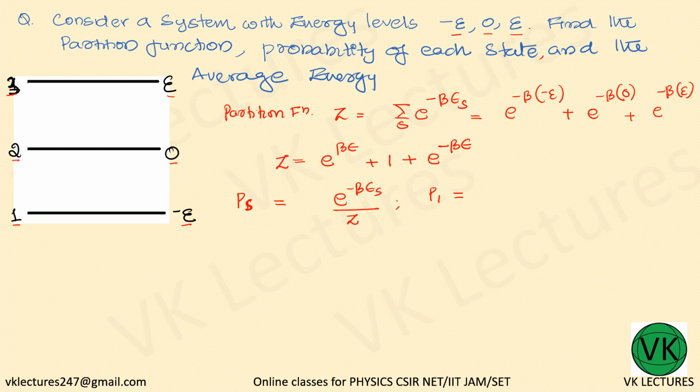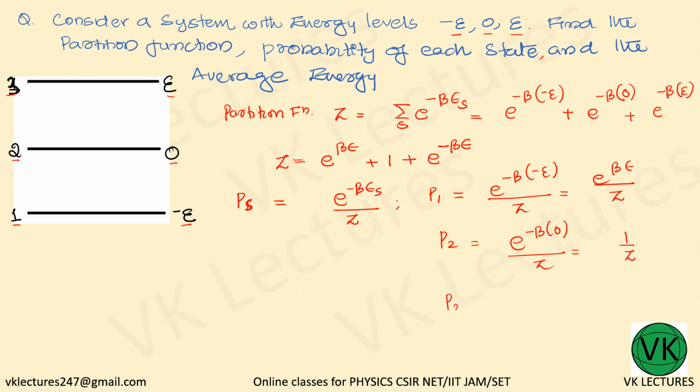So P1 is equal to e to the power minus beta, the first state has the energy minus E, divided by Z. So e to the power beta E by Z. Then we have P2, which is equal to e to the power minus beta into 0 divided by Z, that's equal to 1 by Z. And we also have P3, which is equal to e to the power minus beta into the energy E divided by Z, that's equal to e to the power minus beta E by Z. So we are done with the probabilities of the three states.